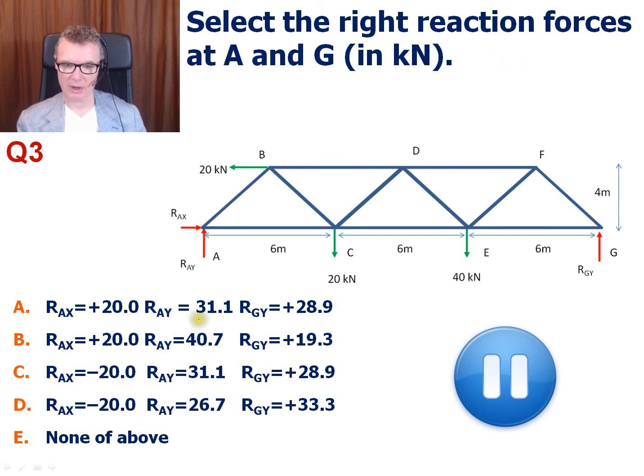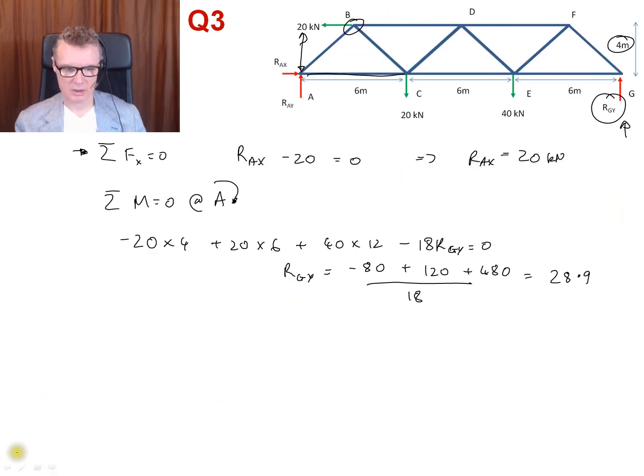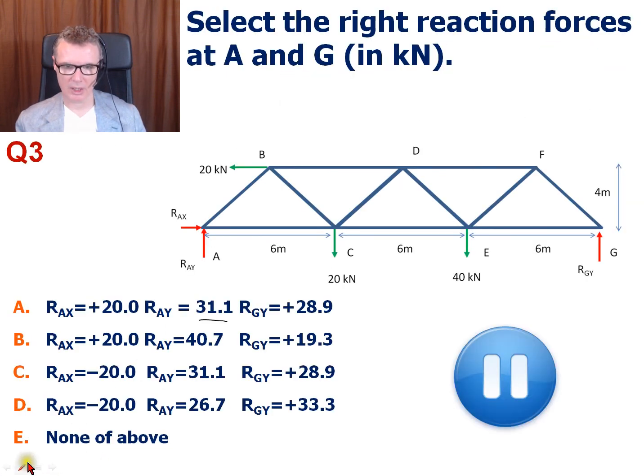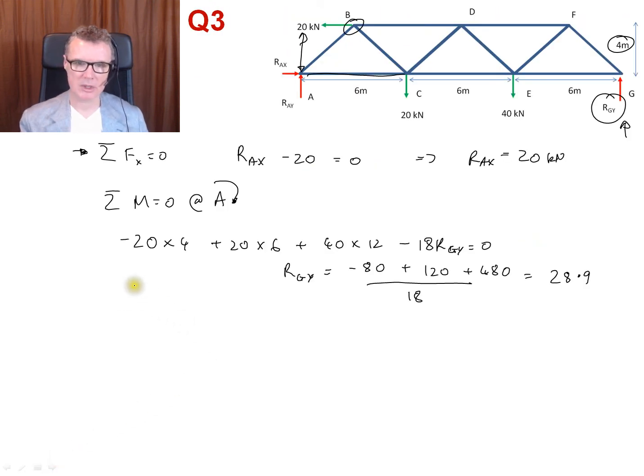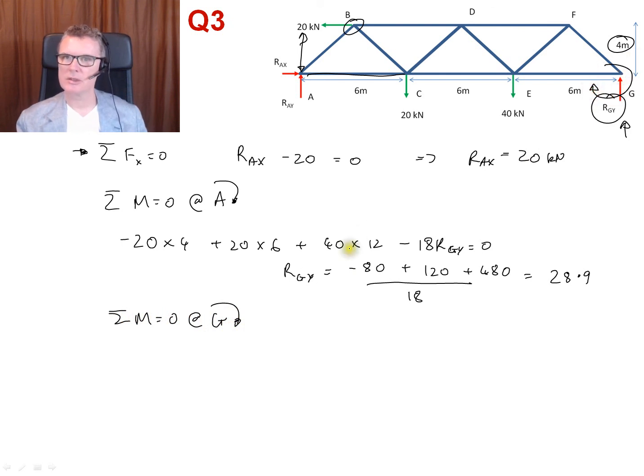Let's just verify this result here. For that, we're looking for a 31.1. See if that works out. So we'll take moments at G. Right, so going around G, around like this. I can see that I've got my 40 coming downwards, minus 40 times 6, and then I've got minus 20 times 12.